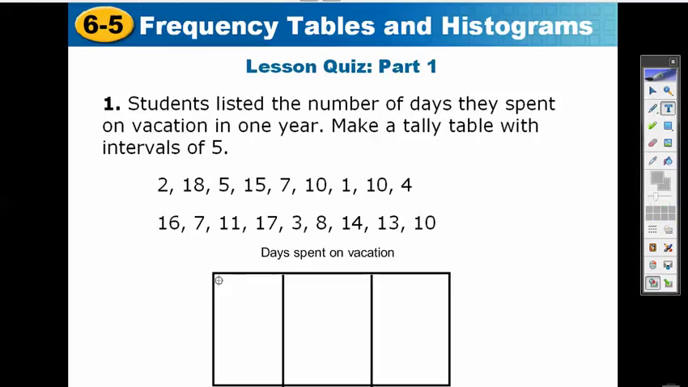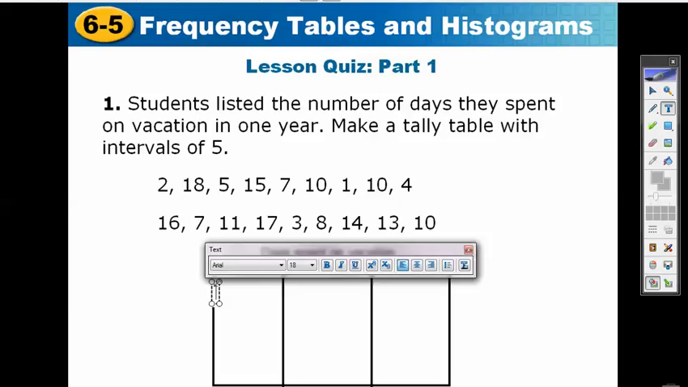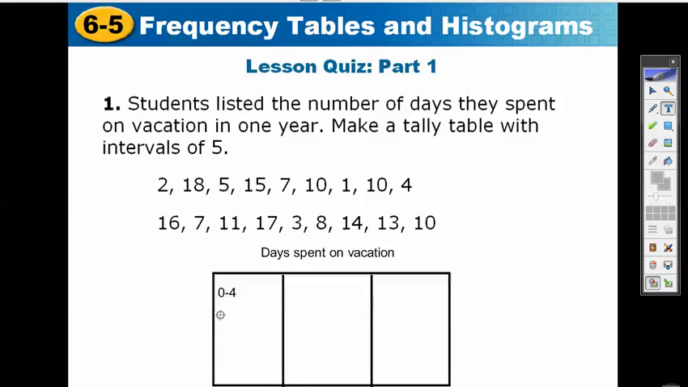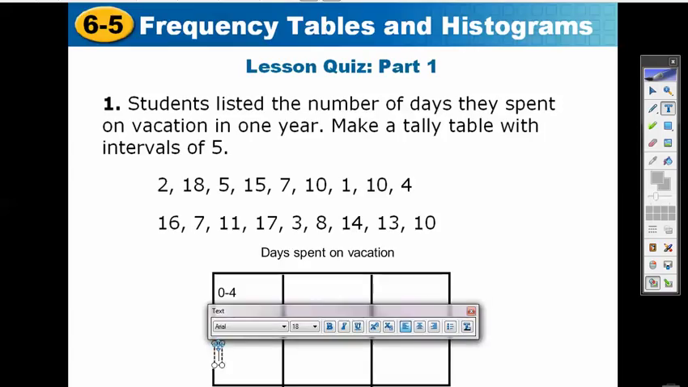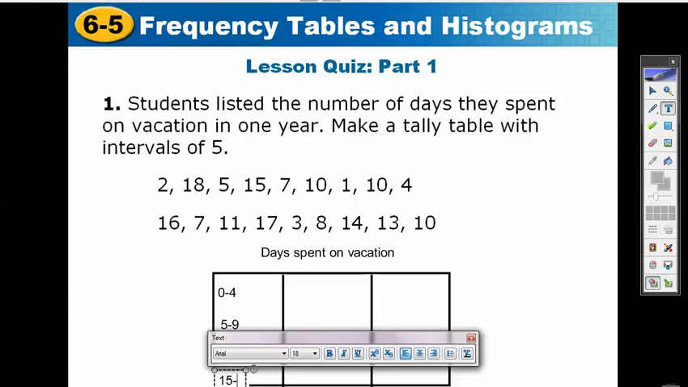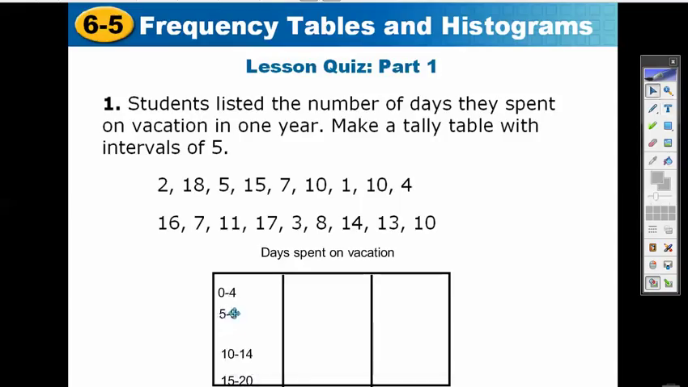So what I want to do is put these into categories. And I'm going to probably put them into categories of 5. So I would put 0 to 4, and then 5 to 9, and then 10 to 15, and then 15 to 20, and it looks like I don't need to go higher than 20, so I'm going to just move these up just a little bit.